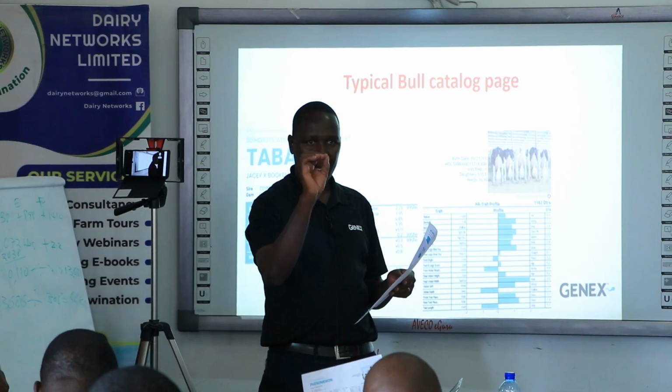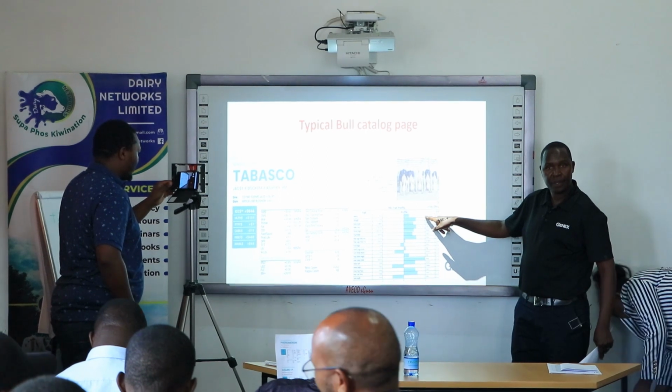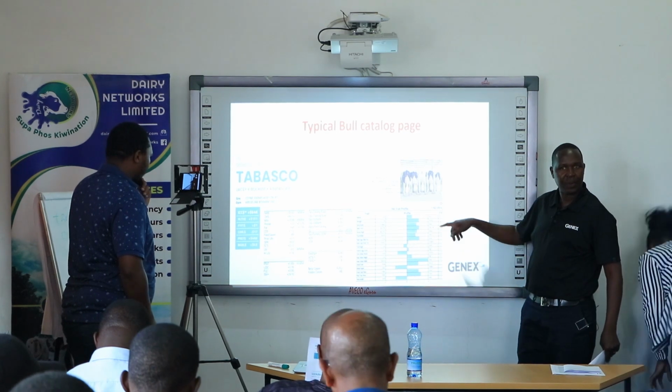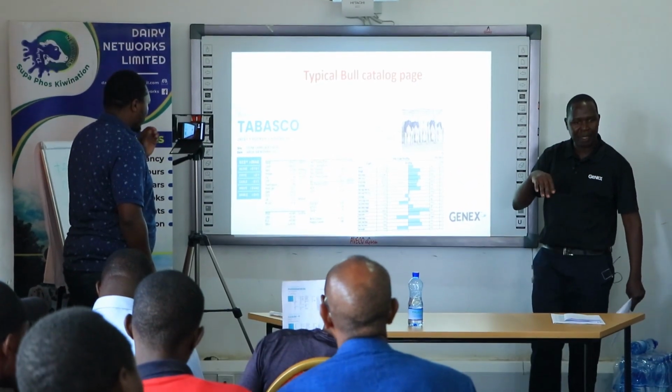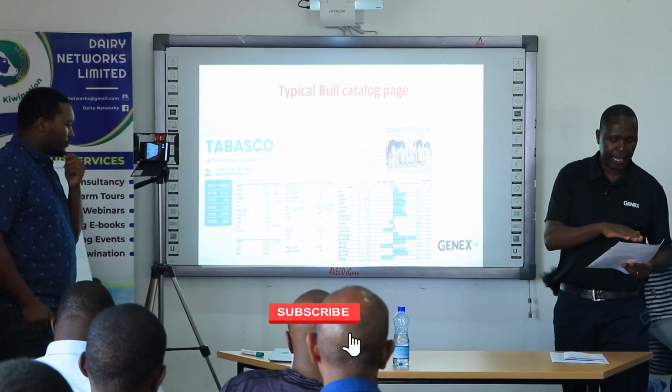Wale wanaangalia hapo, line ya kwanza imeandikwa nini? Stature, short, eh. Now, ukiangalia kama stature, stature ni height ya ngombe at the rump. Tukitumia phenomenon, ama for example hiyo stabasko iko hapo. Stature ni height ya ngombe at the rump.